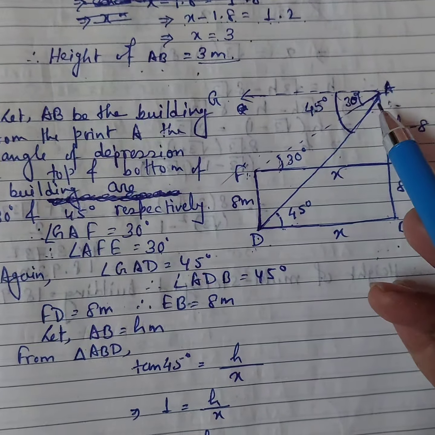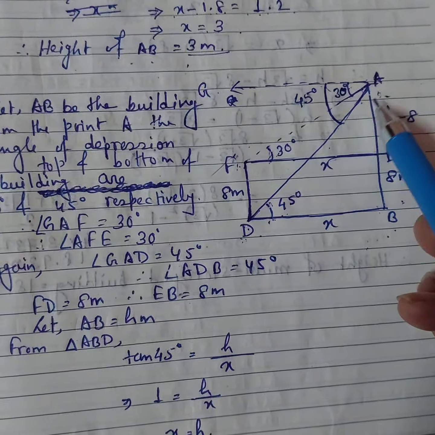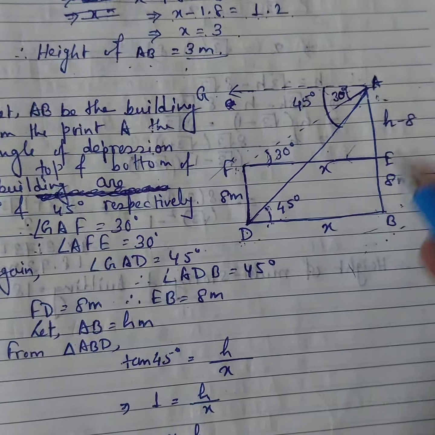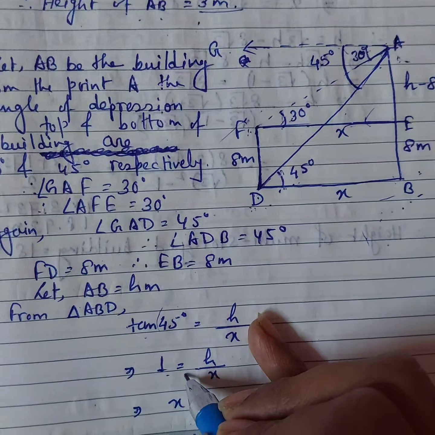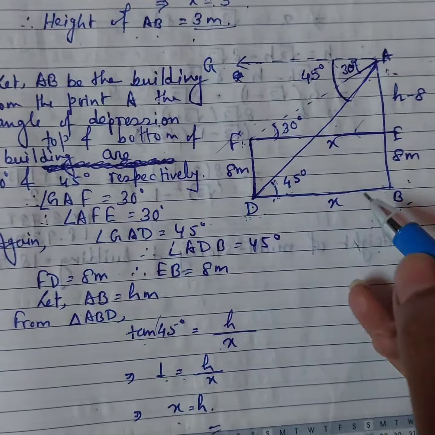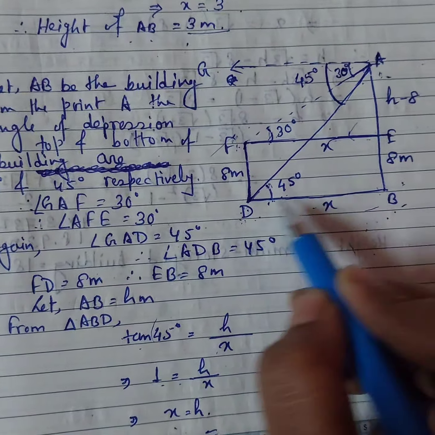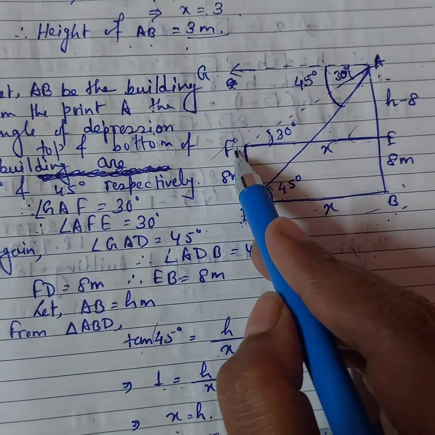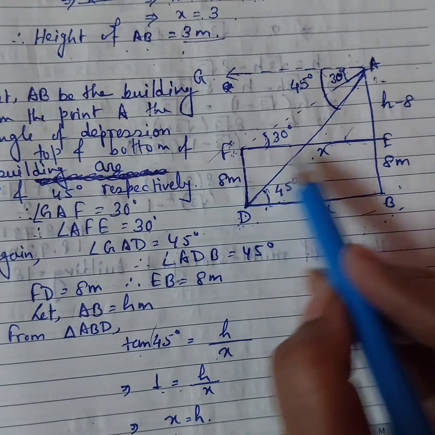Now, from triangle ADB, tan 45 degree is equal to height by base, that is h by BD, that means h by x. So tan 45 degree, that implies 1 is equal to h by x, that implies x is equal to h. Okay, now these are parallel lines, so if the distance between the two buildings is x, then EF is also x. Now consider the triangle AFE.